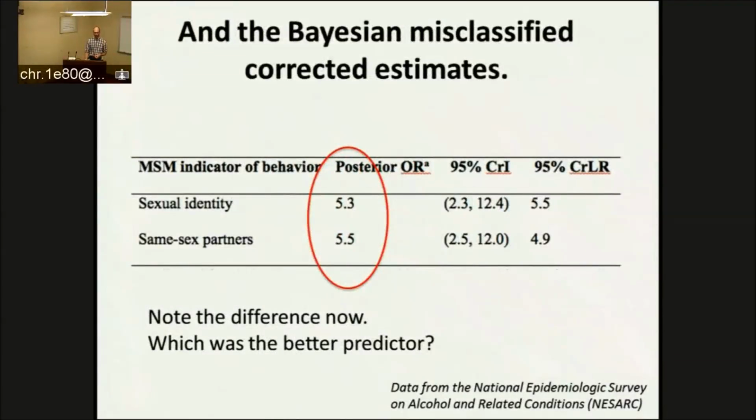When we apply the correction based on sensitivity and specificity, we see the estimates begin to converge, right? For sexual identity, someone self-disclosing as gay has a 5-fold risk. Based on same-sex partners, you're also seeing a 5 to 6-fold risk. So the estimates have moved, they've converged. Based on this, which would you say is the better indicator of sexual behavior? Is it having male partners or self-disclosing as gay? Partners, yep. Because that estimate did not move as much. It went from 4.5 to 5.5, whereas sexual identity went from 21 to 5.